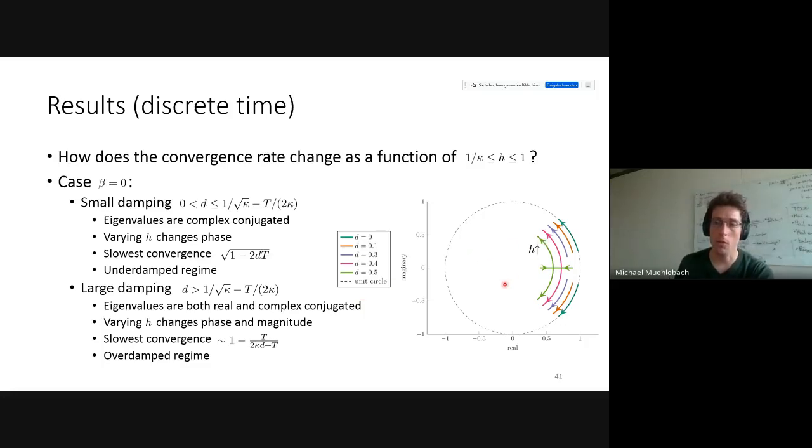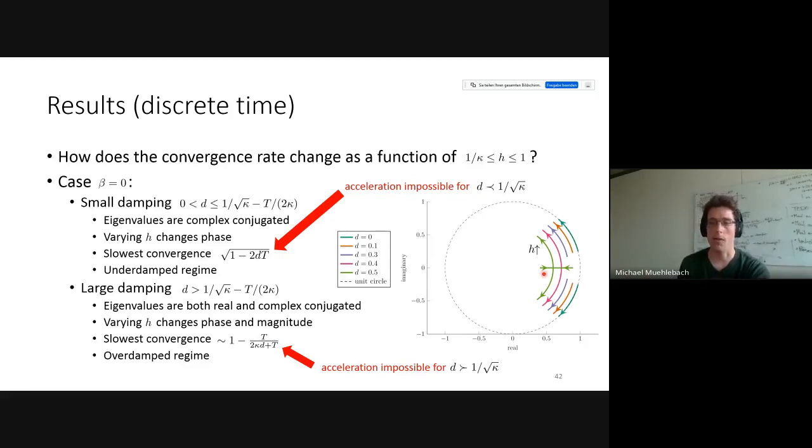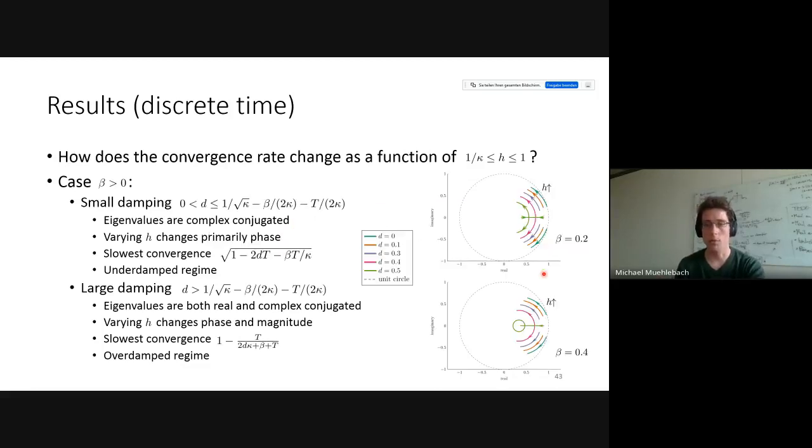The picture will be very similar, except that we're in discrete time, so we need to look at the absolute value of these eigenvalues. And we again ask the question, how do these eigenvalues change as we vary h between 1 over kappa and 1? We can again distinguish the same cases. If beta is equal to 0, then the eigenvalues move along concentric circles if the damping is small enough, and if the damping is larger, then at some point they become real or move along the real axis. But the conclusion is very similar to continuous time. As long as the damping parameter d scales with 1 over the square root of kappa, we have this favorable scaling of the convergence rate.